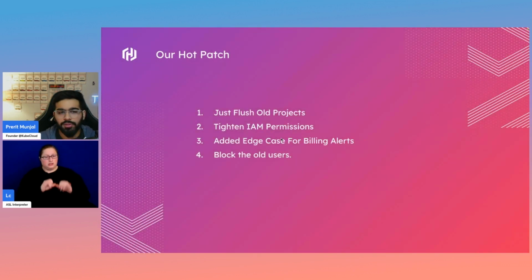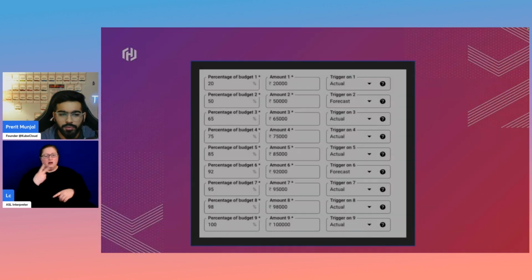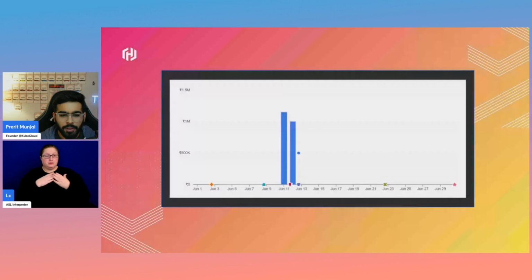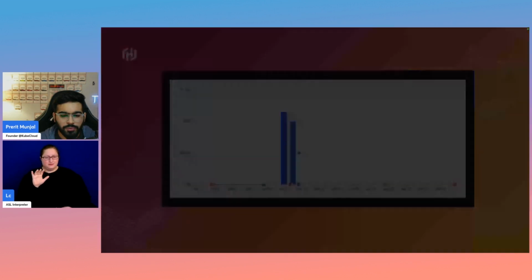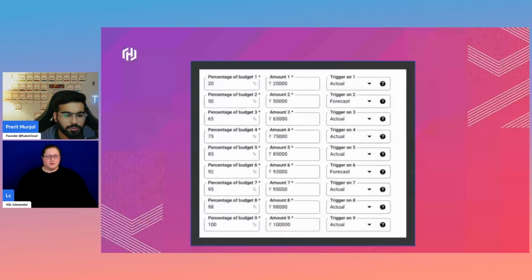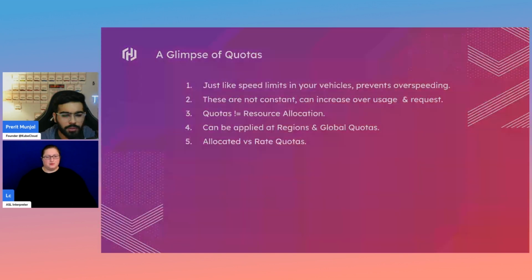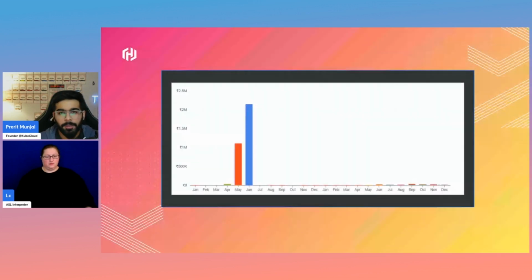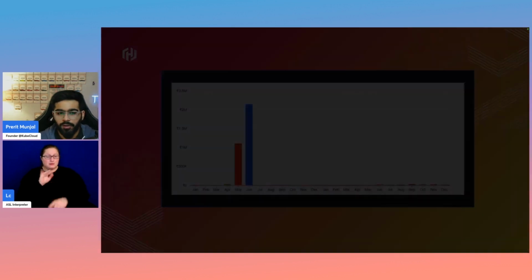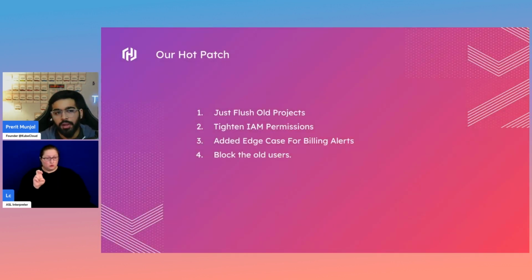Now, the attack happened in two phases. The first one was in May. Let me show you. So the attack happened in May. First attack was in May, second was in June. Right now I'm talking about the first attack, our hot patch.